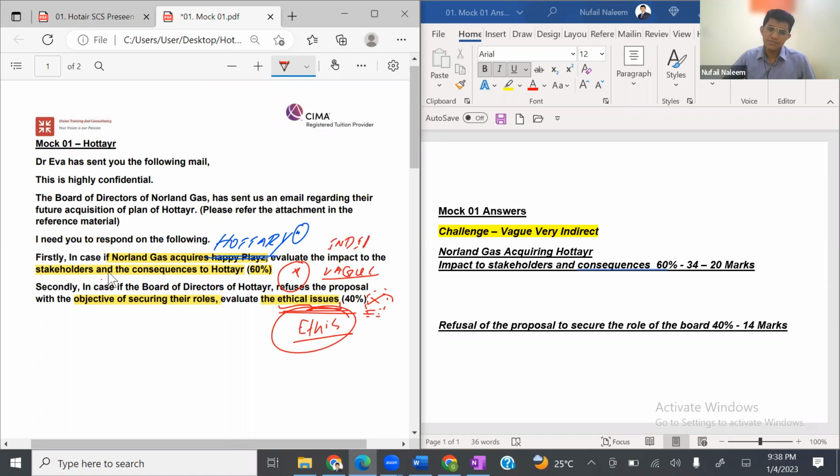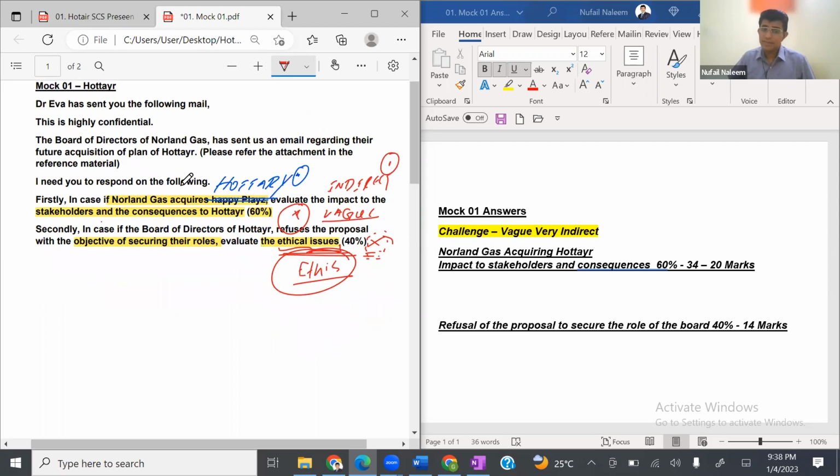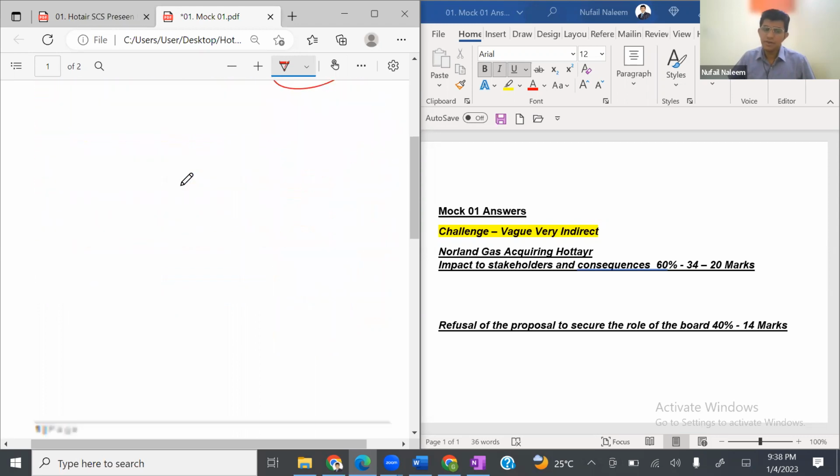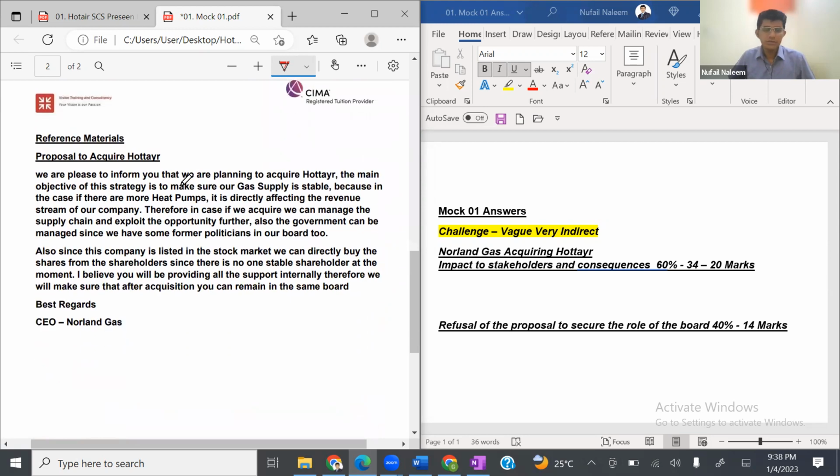So students, I will get your confirmation and I'm just going to read the above situation. Dr. Eva has sent you the following mail. This is highly confidential. The board of directors of Nolan Gas has sent us an email regarding their future acquisition plan of which company, students? Hottayr. Please refer to the attachment in the reference material. So Nolan is telling that they are going to acquire our company Hottayr. So let's go through this in detail.